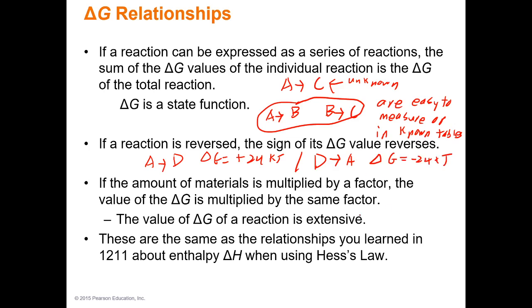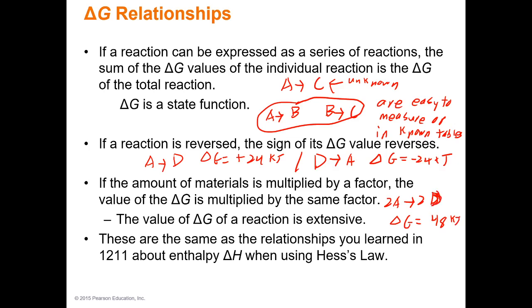We can also multiply them by factors to make changes to them. So taking that same idea, 2A goes to 2D will have a delta G value of 48 kilojoules. And that's supposed to be a D, not a B. D, trying to fix it, just making it worse.